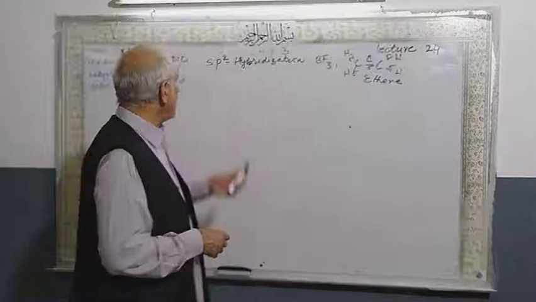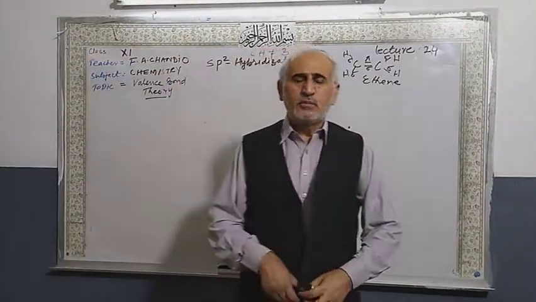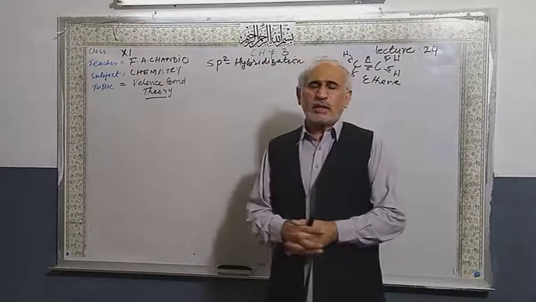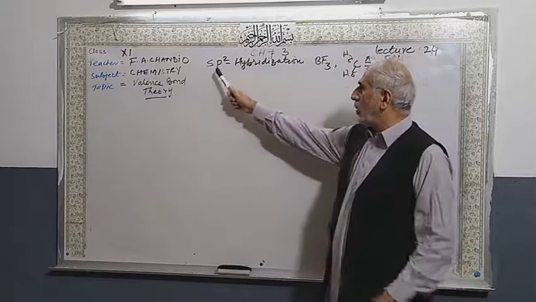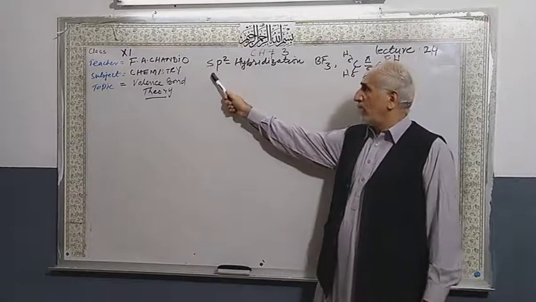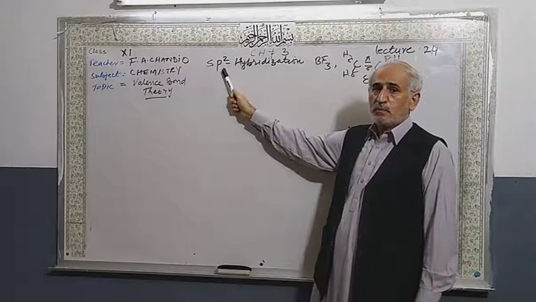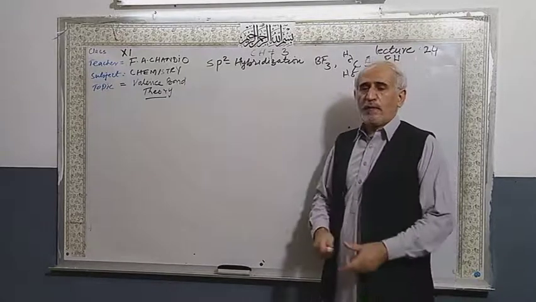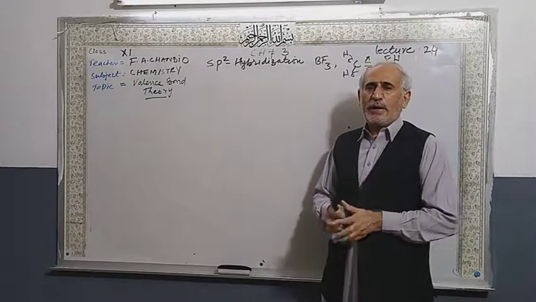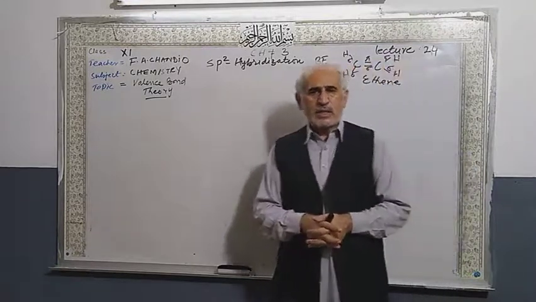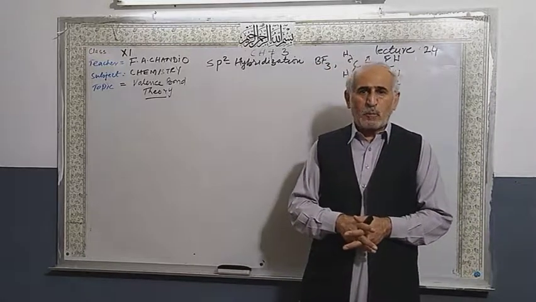Structure of ethene according to sp2 hybridization. So students, I will repeat the same definition. When one s atomic orbital intermixes with two p atomic orbitals to give three sp2 hybridized atomic orbitals, it is called sp2 hybridization.